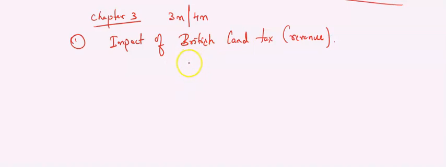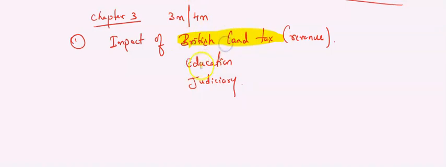Similarly, based on education, you can expect one question. Based upon judiciary, you can expect a question. Remember, in a question, if you find anywhere British land tax, you are supposed to write the same answer, even for education and judiciary. Based on how the impact happened during British rule on the land tax system, and also the British modern education system. If you find the word impact of education, you should write the same answer.